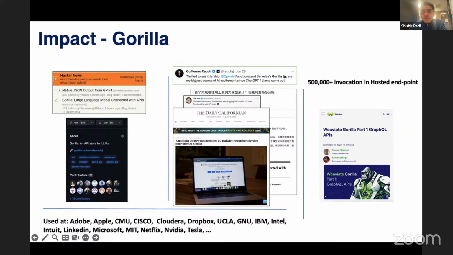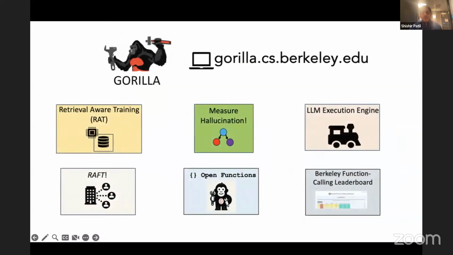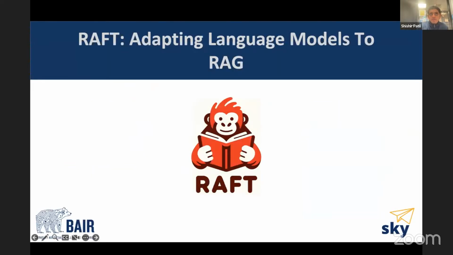What I want to do next is talk to you about another project called RAFT. Gorilla was more about building systems that are interacting with the world, and that's the use case, right? So we took the retrieval aware training idea and we extended that. We pioneered it and we made RAFT. RAFT is quite interesting in the sense that it's quite relevant right off the bat to most people today. So what's RAFT? RAFT stands for Retrieval Aware Fine-Tuning.